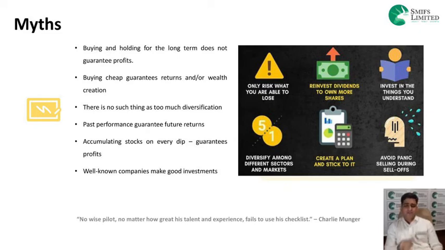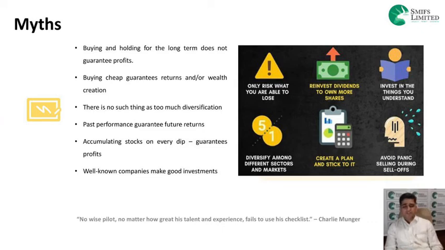Accumulating stocks on every dip guarantees profits. Now this is where valuation comes in. Suppose you avoided buying something at a 100, 150 kind of multiple. Today it comes down by 30%. So it's still trading at a 100 PE multiple, right? So you're not buying it cheap. Just because it has gone down and you jumped in to buy, it does not give you money.